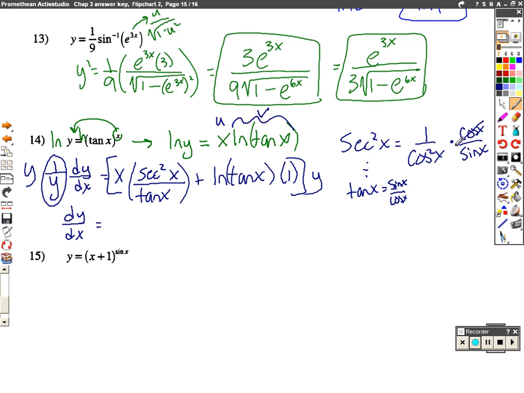Which means this cosine will cancel with one of those. So this really becomes x over, in the denominator we're left with cosine of x times the sine of x. Plus, we've still got our ln of tan of x, and this whole thing is still being multiplied by y, which is our original equation, which is tan of x to the x.